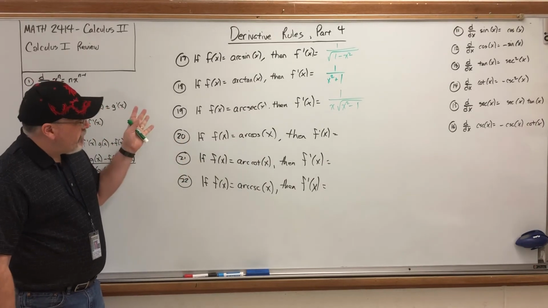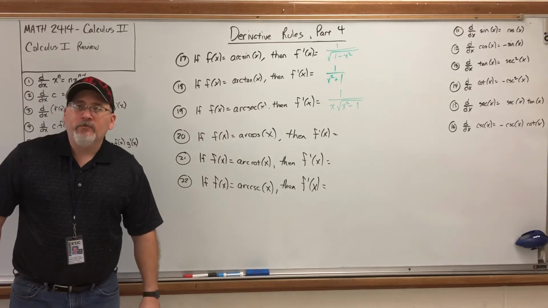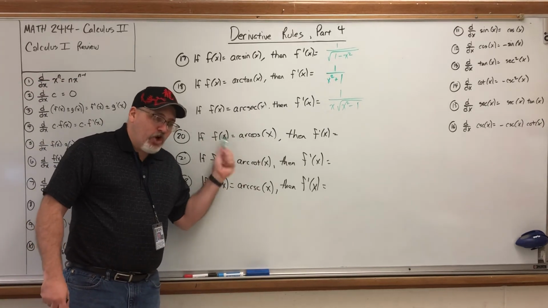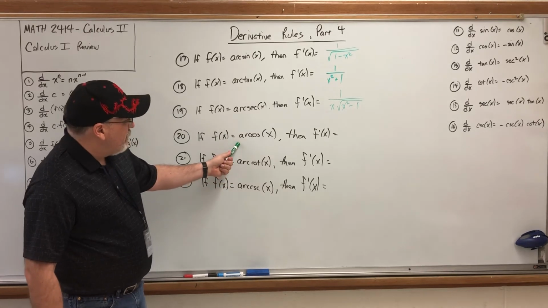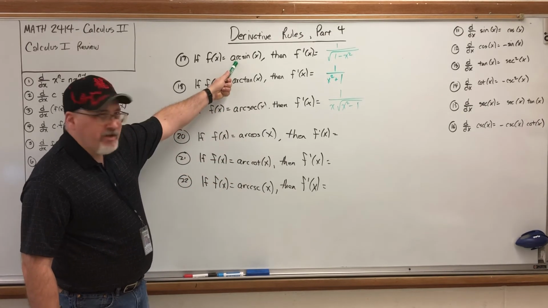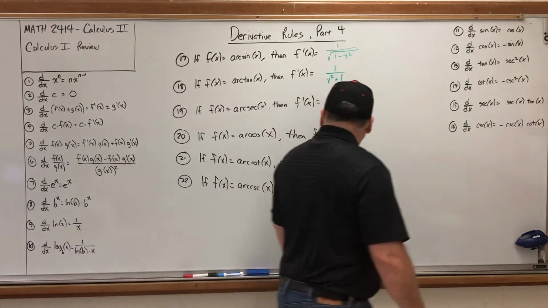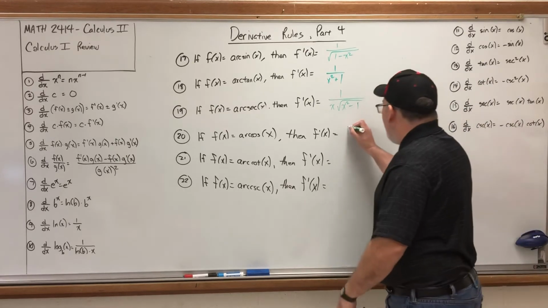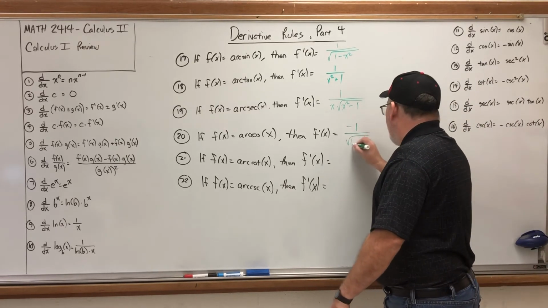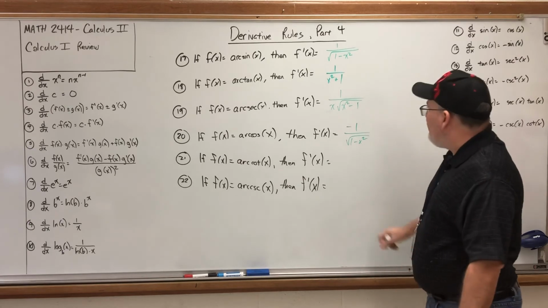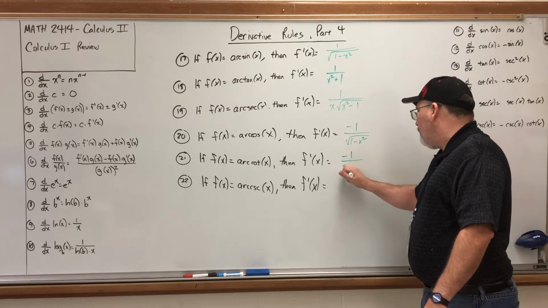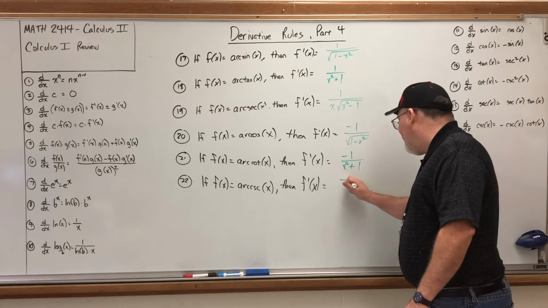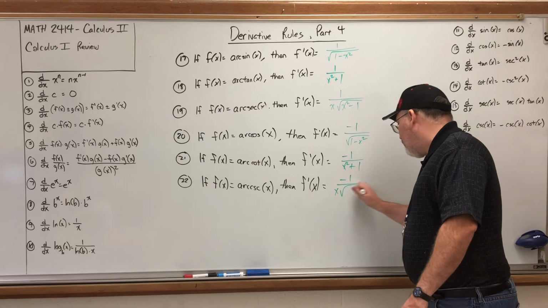If you know the first three, the bottom three are just their negatives. In other words, the derivative of an inverse cofunction is the negative of the derivative of the corresponding inverse function. So the derivative of arc cosine is the negative of the derivative of arc sine. So it's just negative 1 over the square root of 1 minus x squared. Same thing for arc cotangent. Its derivative is negative 1 over x squared plus 1. And the same thing for arc cosecant. Its derivative is negative 1 over x times the square root of x squared minus 1.